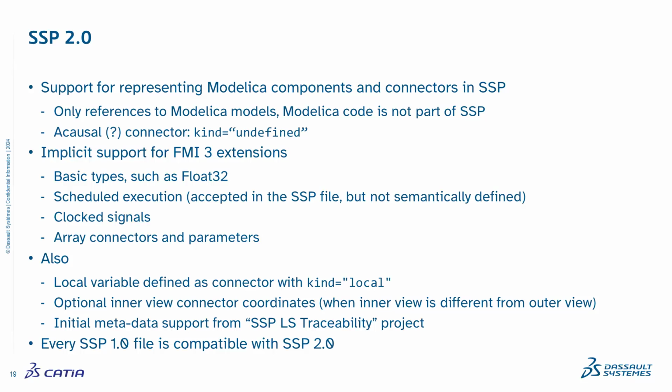SSP 2.0 has been extended with the basic features of FMI3, such as types such as float32, and array connectors and array parameters. Also, you can define local variables, for example. An important point to remember is that every file that is built according to SSP 1.0 is also compatible with SSP 2.0.